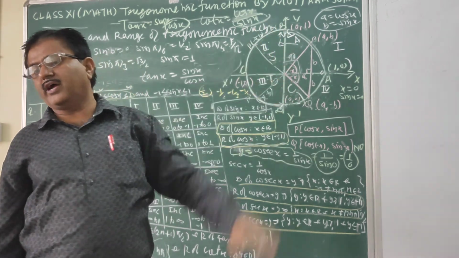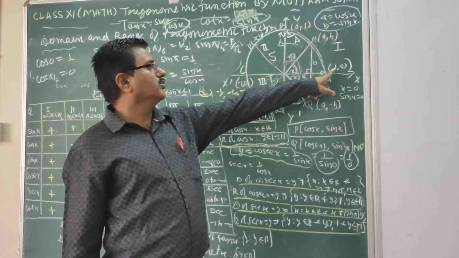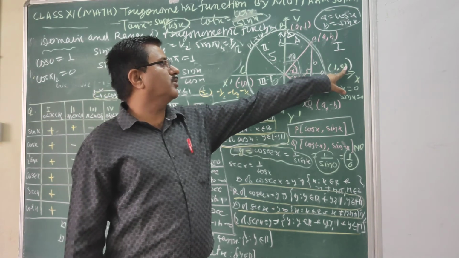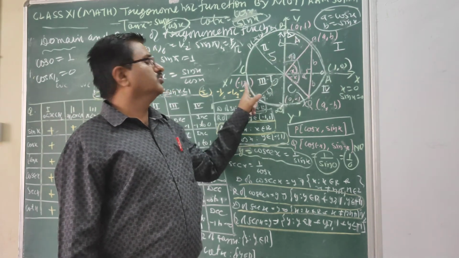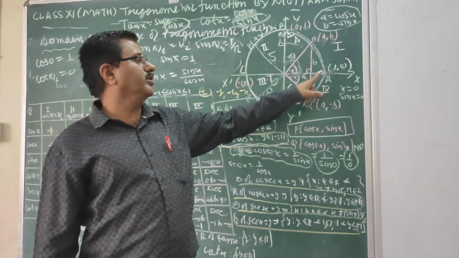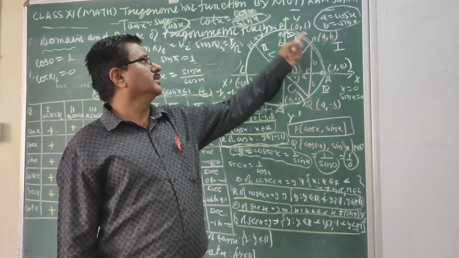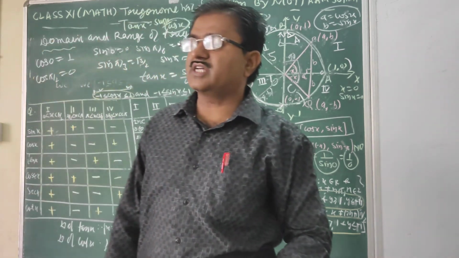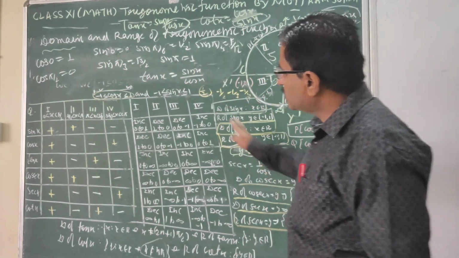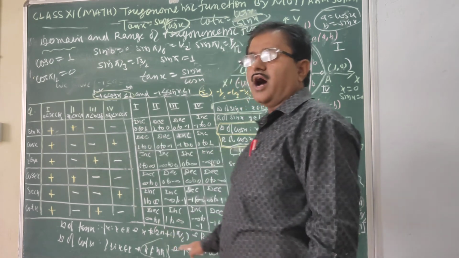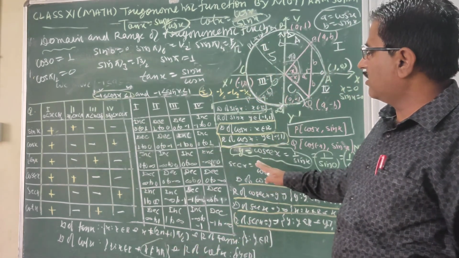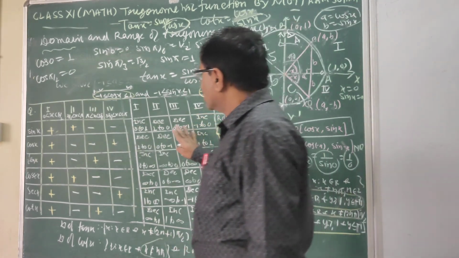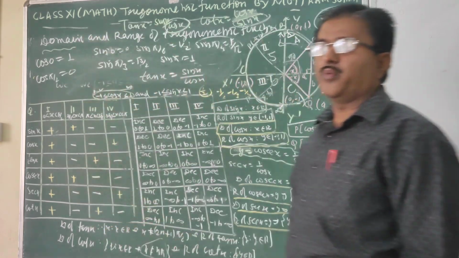With the help of that you can easily find it. Or you can divide sin x upon cos x to get tan x. Or if you take reciprocals of sin and cos, you get cosec and sec. In this way you can find whether each function is increasing or decreasing. Okay? So these tables are very important.